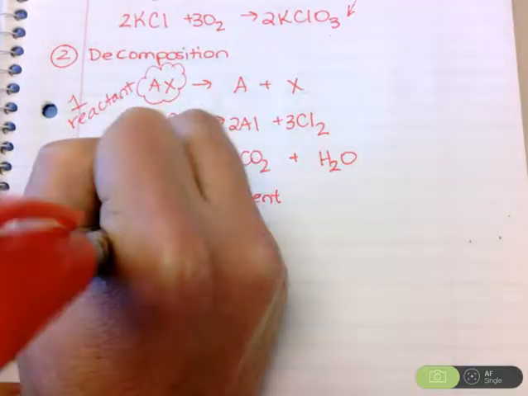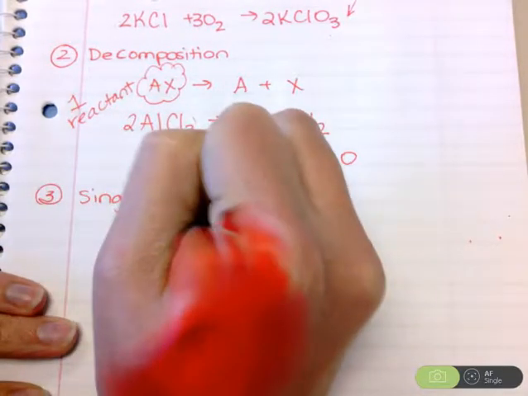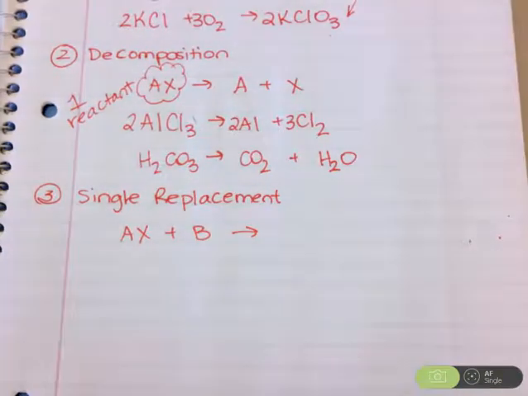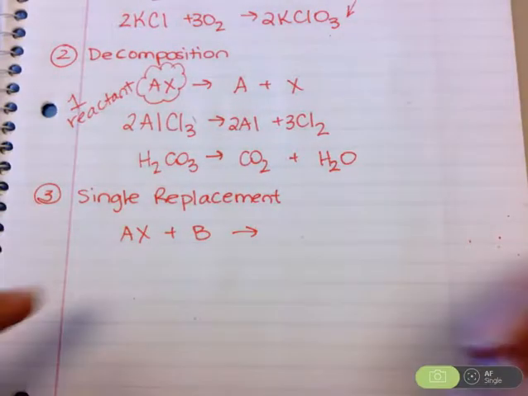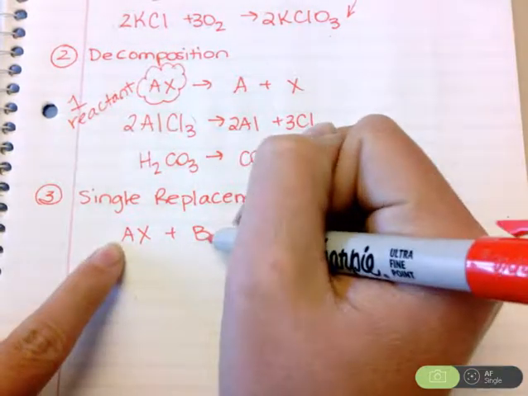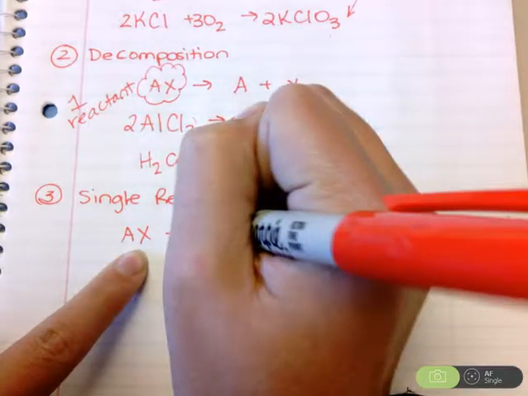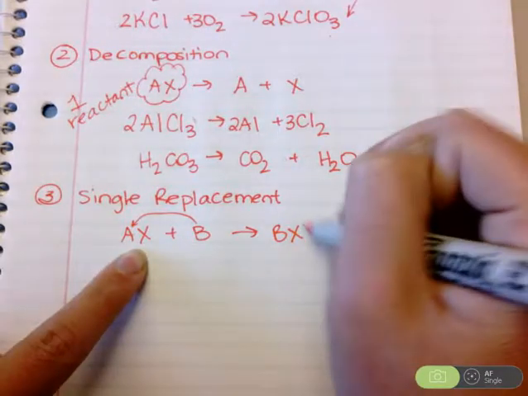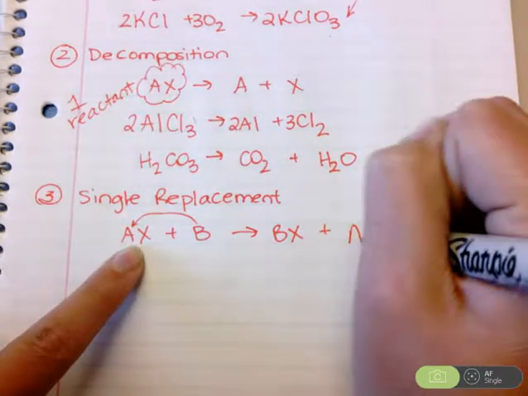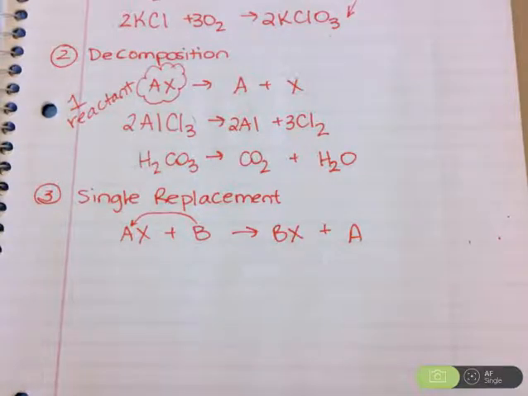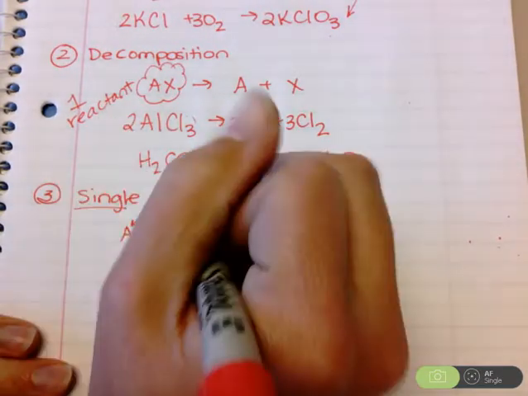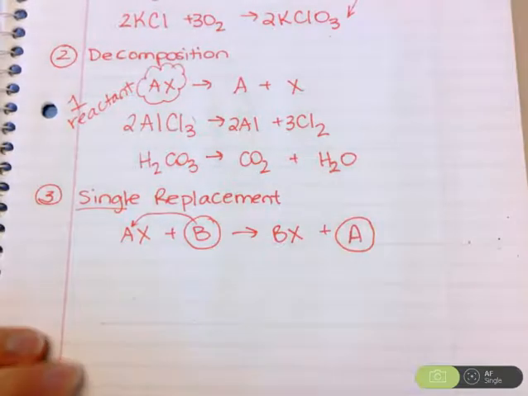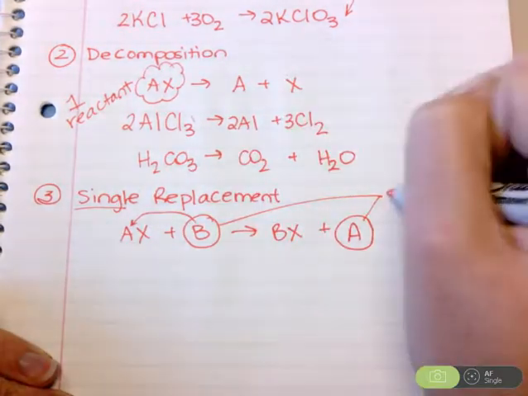In a single replacement, a similar element replaces a similar element from the compound. So in here, A and B are in the beginning of the alphabet and X is not. So B is going to replace A and take the compound or the anion, and then A will be by itself. In a single replacement, we don't have one reactant or one product, but we have someone who is alone on both sides, right? So these guys are single.